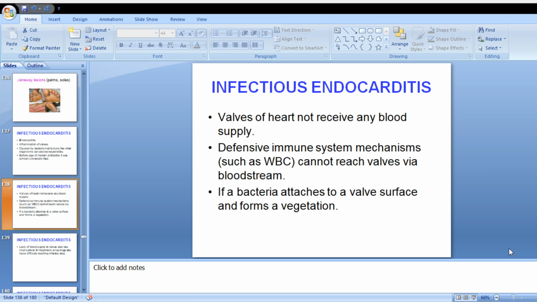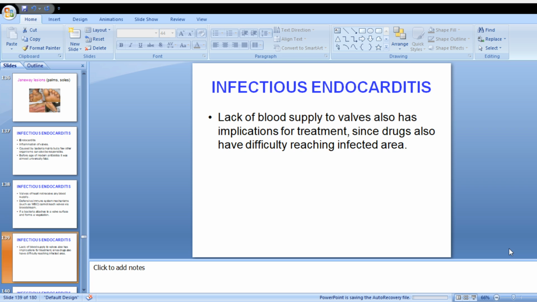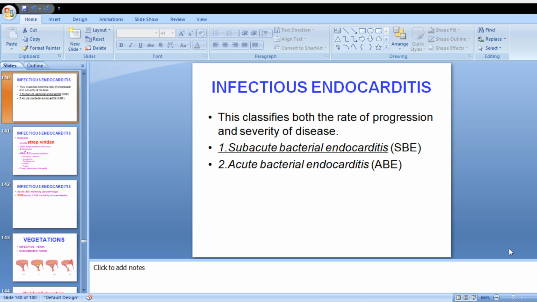Because we know the valves of the heart do not receive any blood supply, our body's immune mechanism as well as the external treatment has very little effect, and the bacteria form vegetation on the valves. Infective endocarditis can be classified into subacute and acute on the basis of rate of progression and severity of disease.